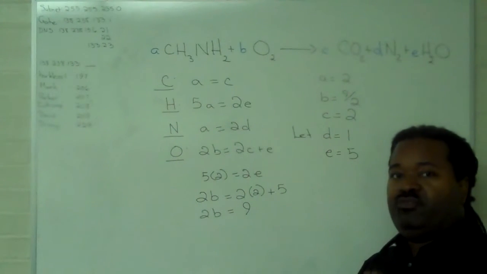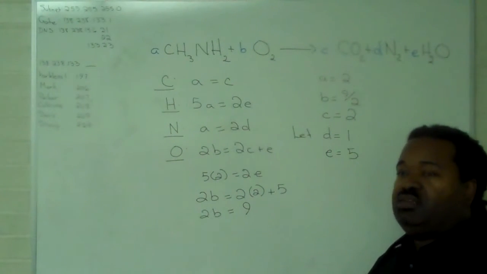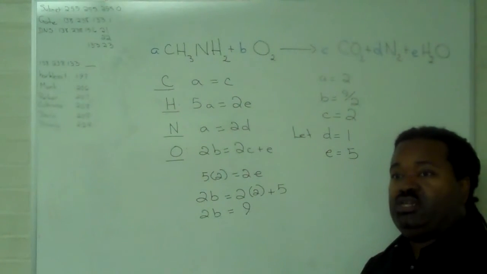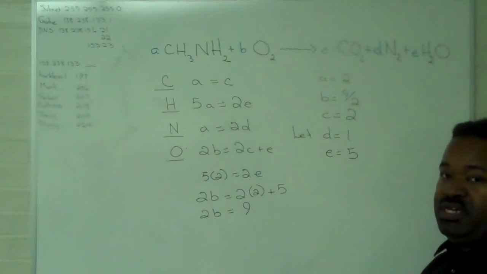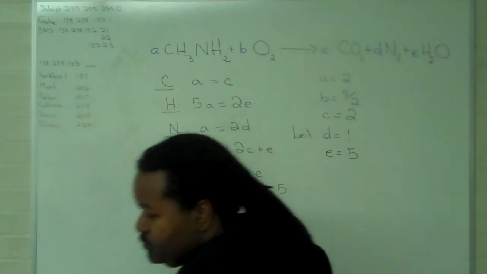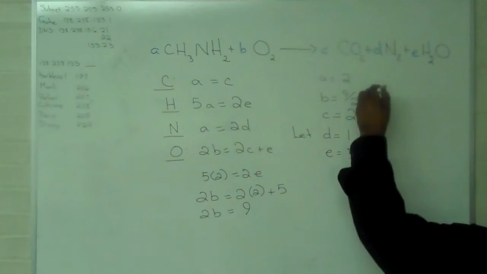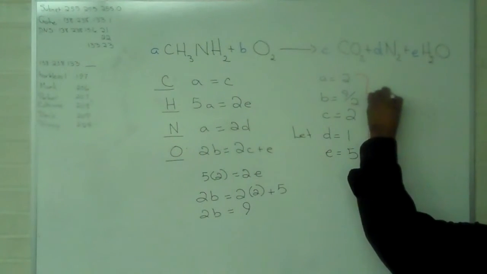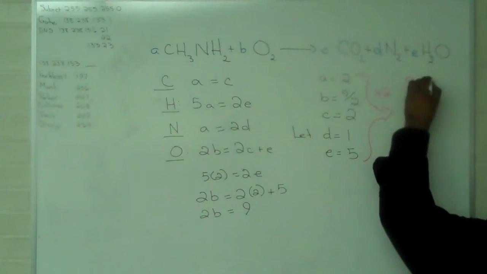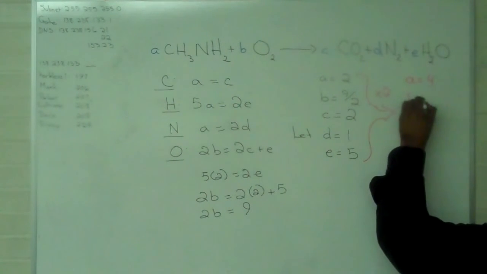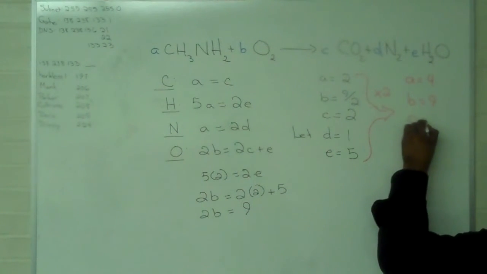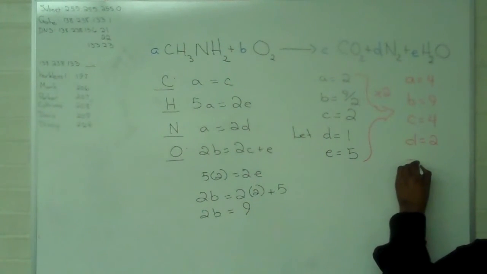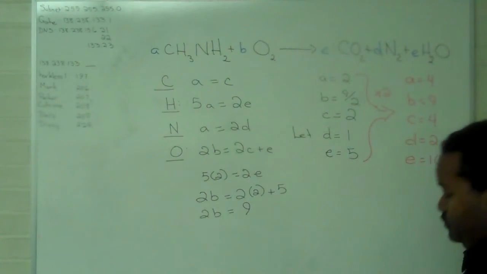Now in this case we find values using the algebraic method, but they're not all whole numbers. We want to get rid of all of our fractions, and in order to do that I will have to multiply everything by 2. And by making that change, that will give me whole number ratios. So A equals 4, B equals 9, C equals 4, D equals 2, and E equals 10.